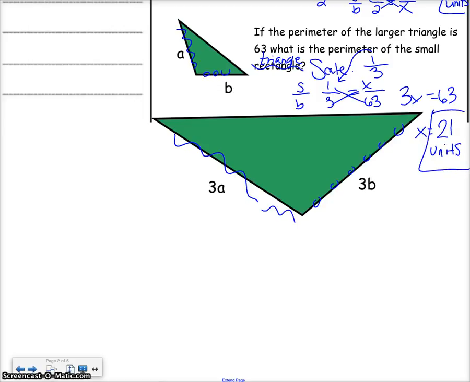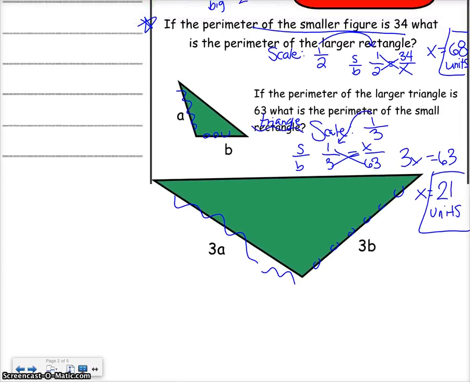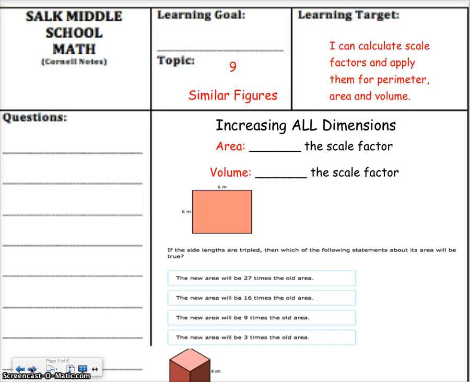So let me just summarize. The first thing I did when I have to calculate perimeter and figure out what the missing dimension would be, you have to figure out the scale factor that relates your two shapes. And then I use that scale factor to create a proportion. It gets a little bit more difficult. And what gets more difficult is when we're dealing with area and volume.